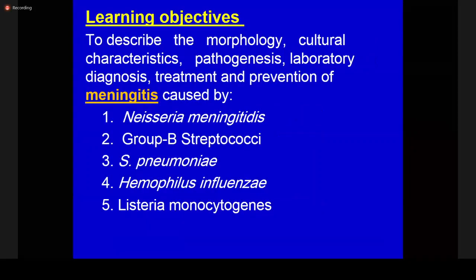The learning objectives: to study these five microorganisms, Neisseria meningitidis, group B streptococci, Streptococcus pneumoniae, Haemophilus influenzae, and Listeria monocytogenes. These microorganisms have been tackled with other systems here and there, but today we will talk about them as causes of meningitis. So we are going to describe the morphology, cultural characteristics, pathogenesis, laboratory diagnosis, treatment, and prevention.